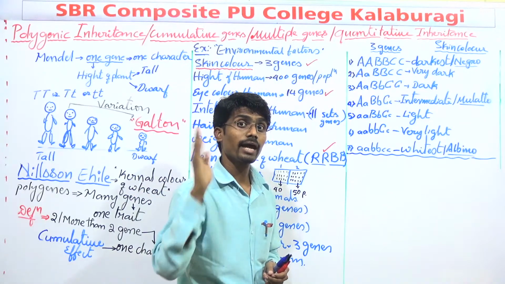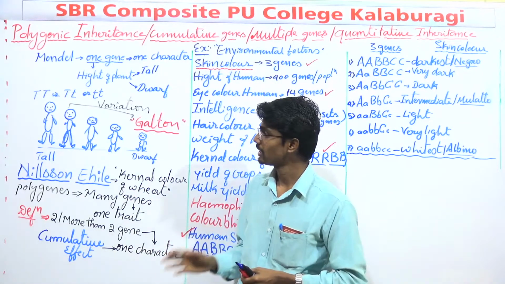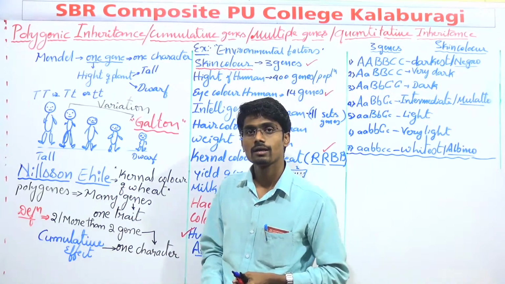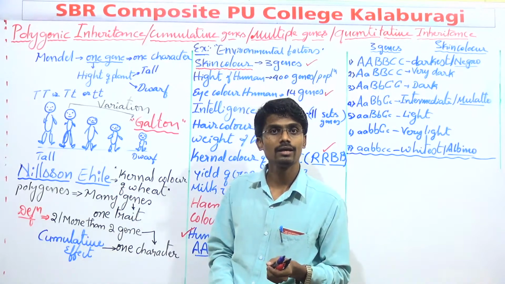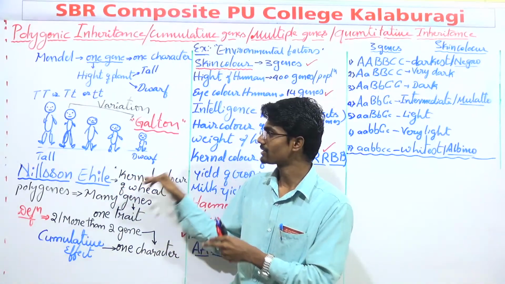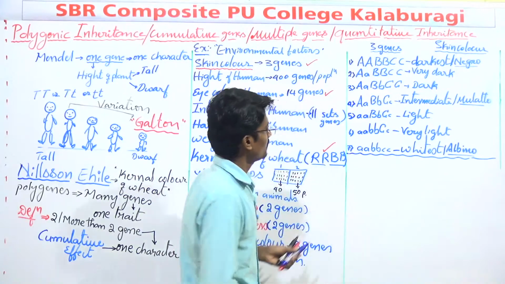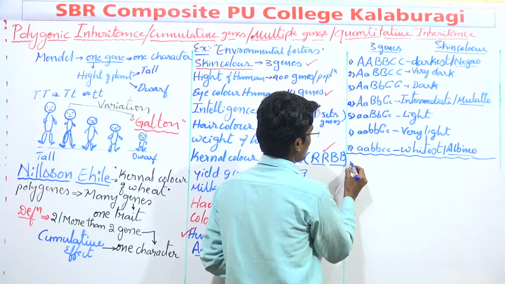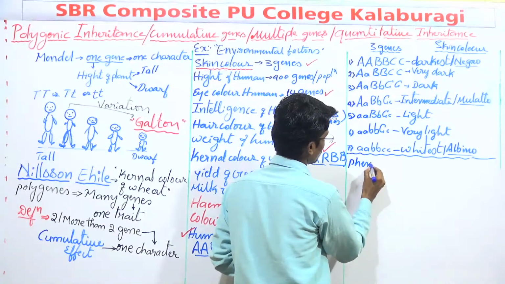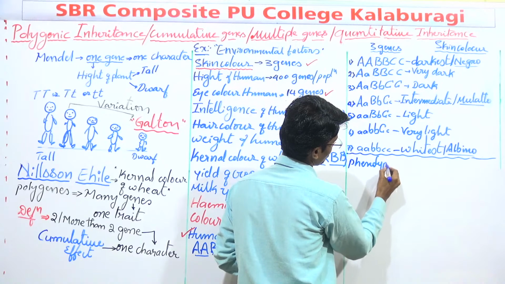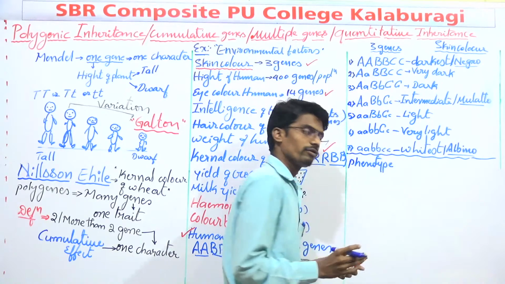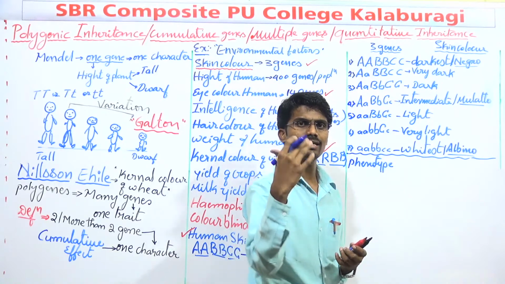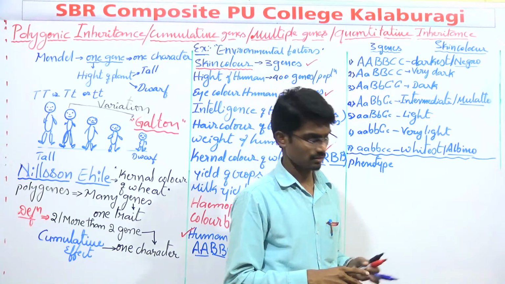That's why we thank one of the great scientists. His name is Nilsson-Ehle. Let's see. We can write the phenotypic ratio. First I will write phenotype. In phenotype, it is a feature you can easily see, visible to human beings.